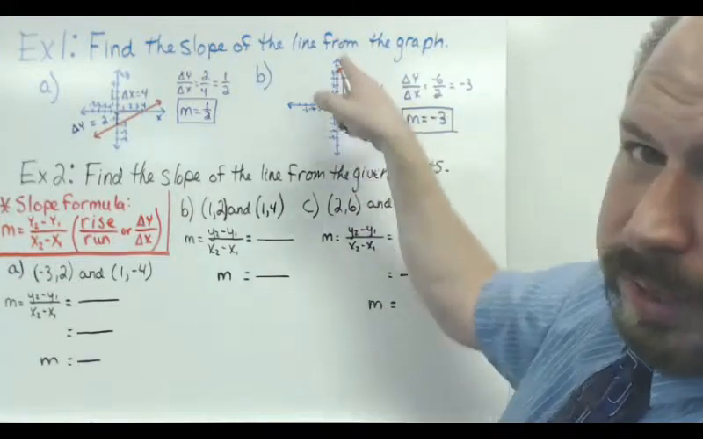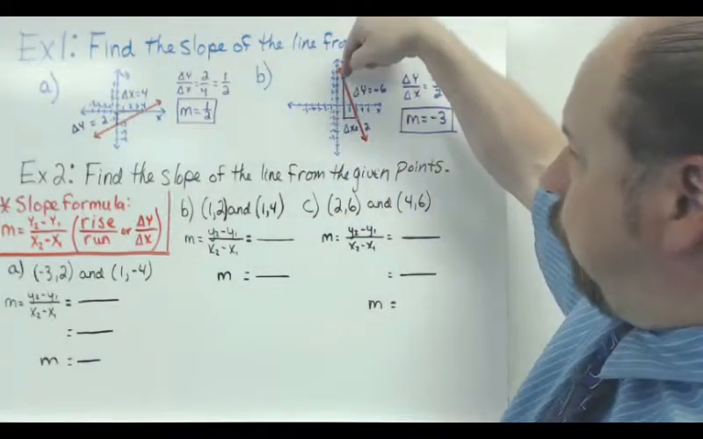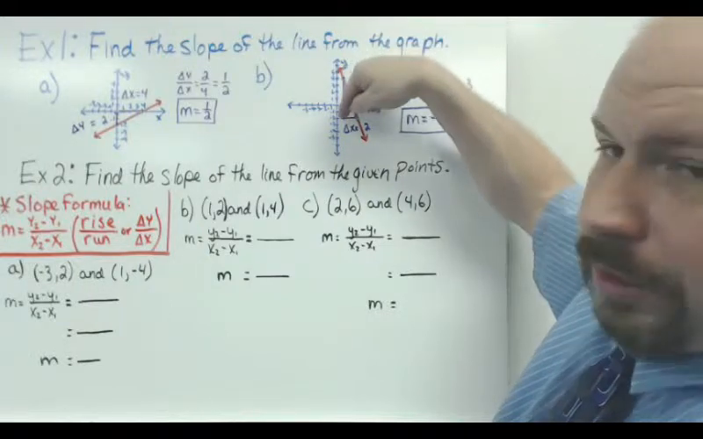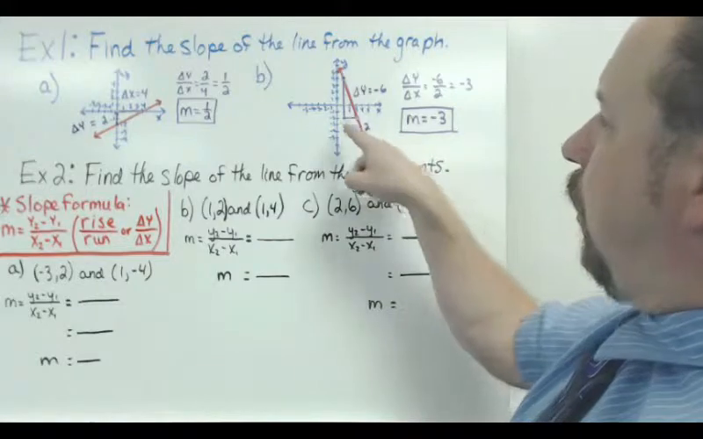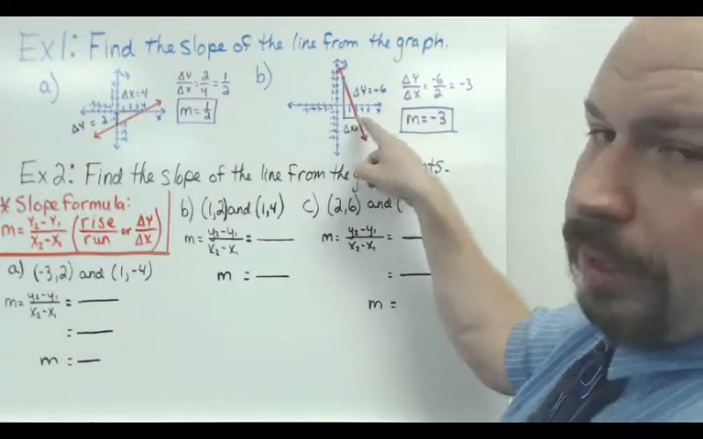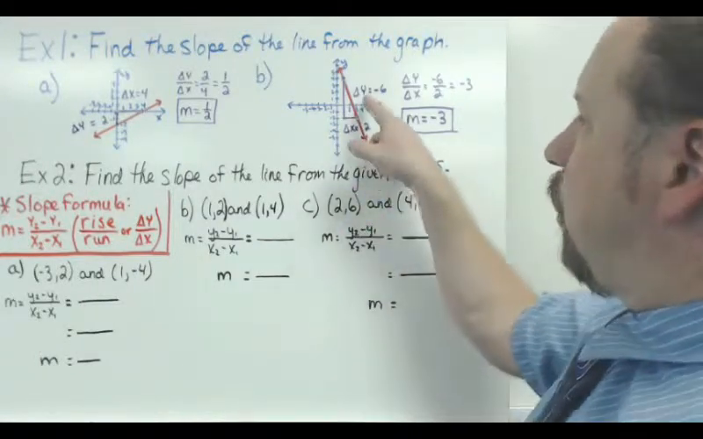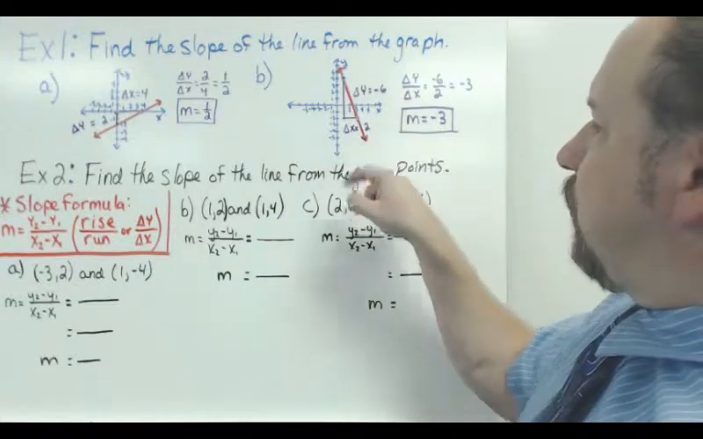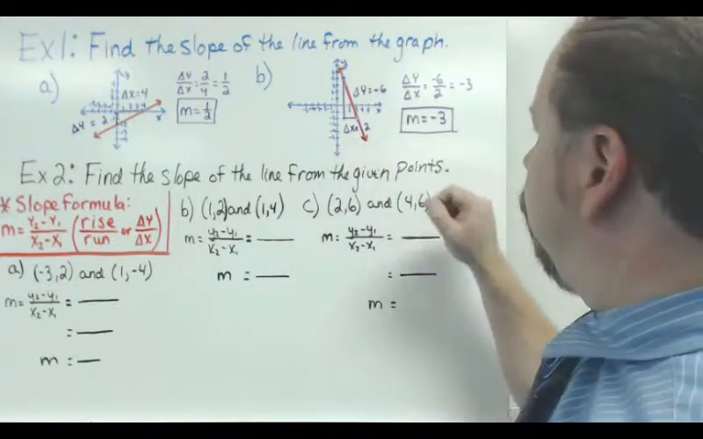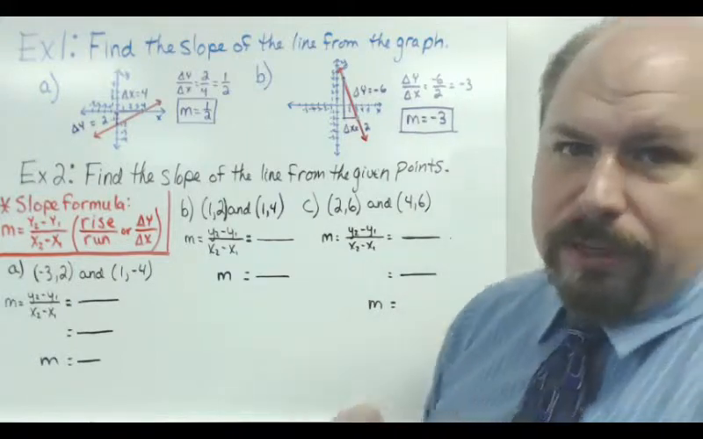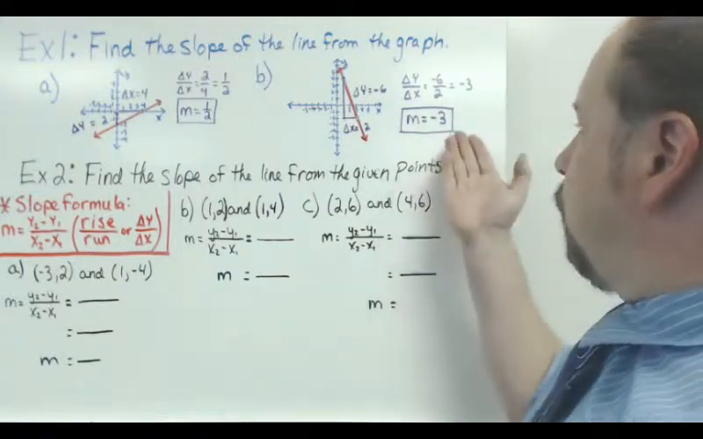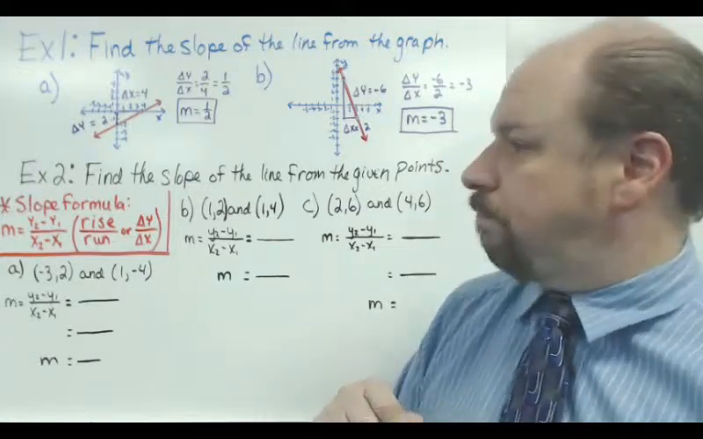So if we start up here, to go from this point on down to here, we have to go negative. We're going down, so it's negative. From 4 to -2, that's a -6 change. And from 1 to 3, that is a +2 change. So our change in y is -6, our change in x is 2. So we have -6 over 2, which reduces to -3. So we do have a slope of -3 on this one.